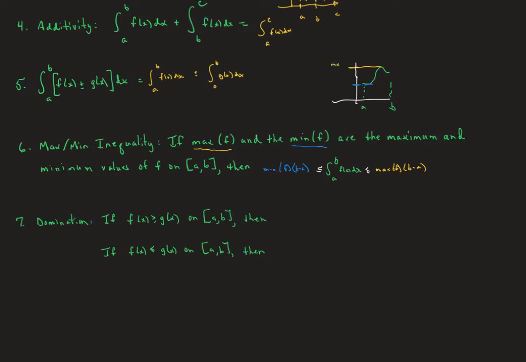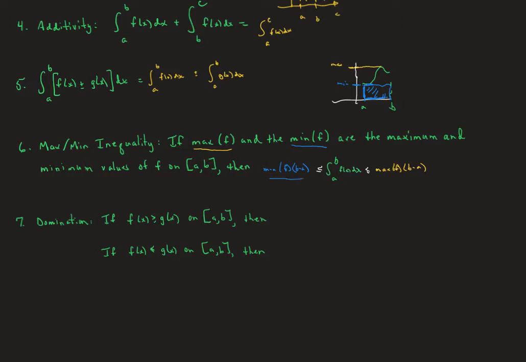So this is the maximum of f, and this is the absolute minimum of f on the interval from a to b. So the claim is that if you look at the area formed by this rectangle, it is going to be the absolute minimum times b minus a.